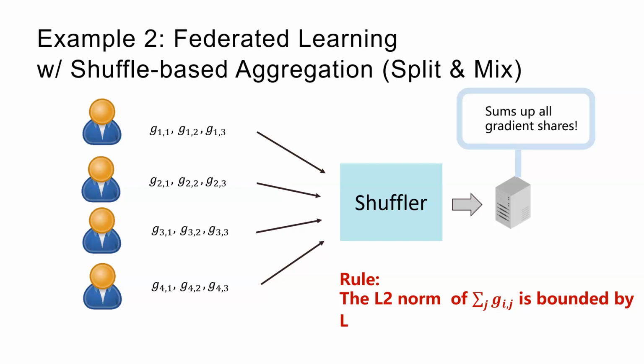And because all the shares are additively shared, the final sum should just be the sum of all the gradients. And the rule here, because we want to restrict the contribution from a user, otherwise a malicious user can single-handedly bias the outcome by 1. So the rule we want to enforce here is that the L2 norm of the sum of the gradient shares is bounded by some predefined threshold L.